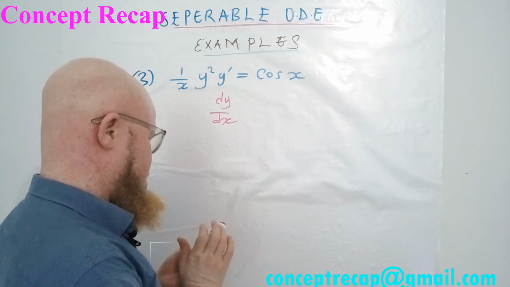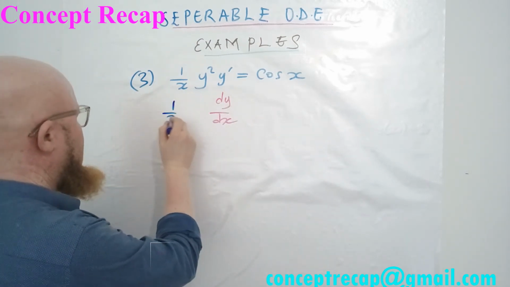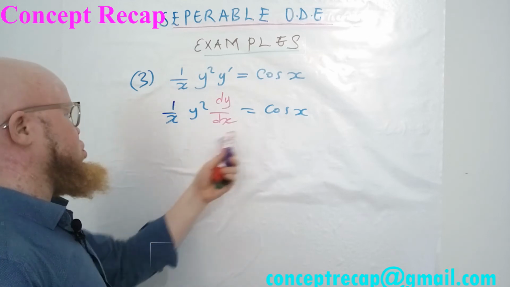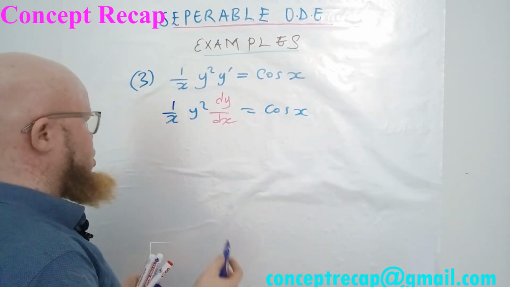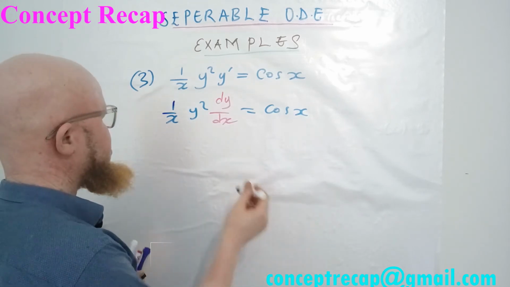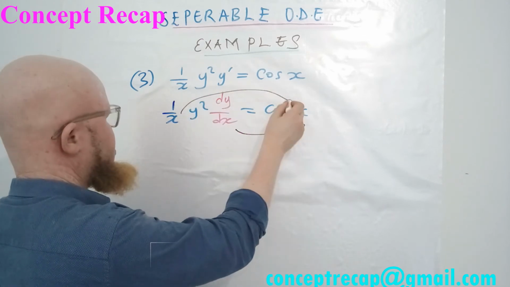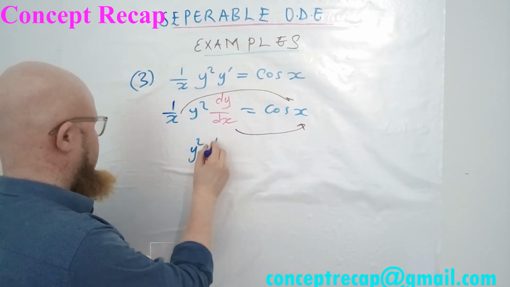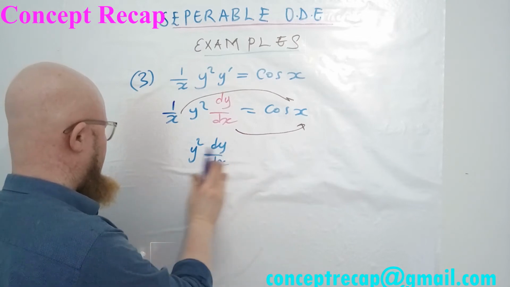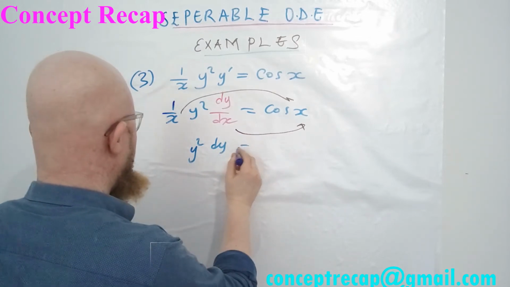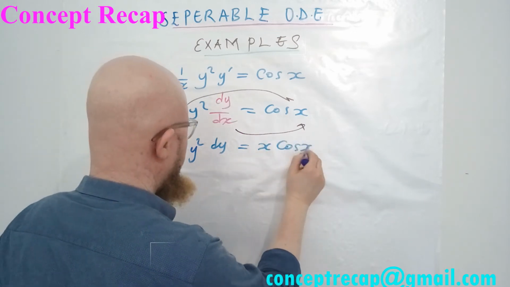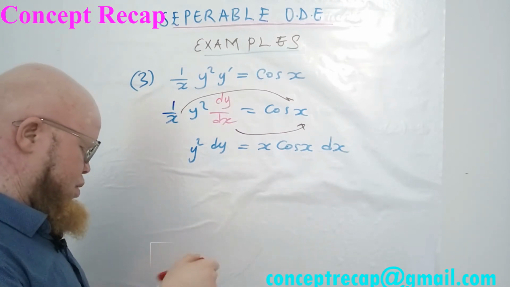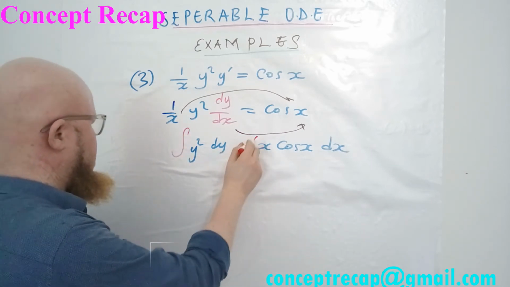So now what you're going to do is you copy the rest. So the next step is to separate the stuff. So how you're going to do that is the x will go to this side, and this also goes to this side. So you remain with this. Now this is the separation, and what you're going to do now is to integrate, the third step. So you go ahead and integrate both sides.